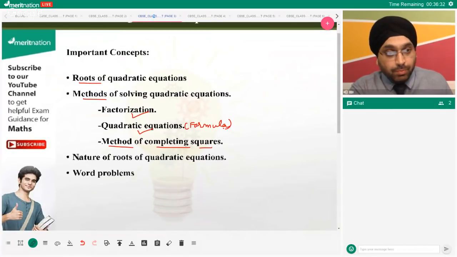Then one more very important concept, which people generally do not take seriously, is the nature of the roots of a quadratic equation. We'll discuss how it can be helpful.